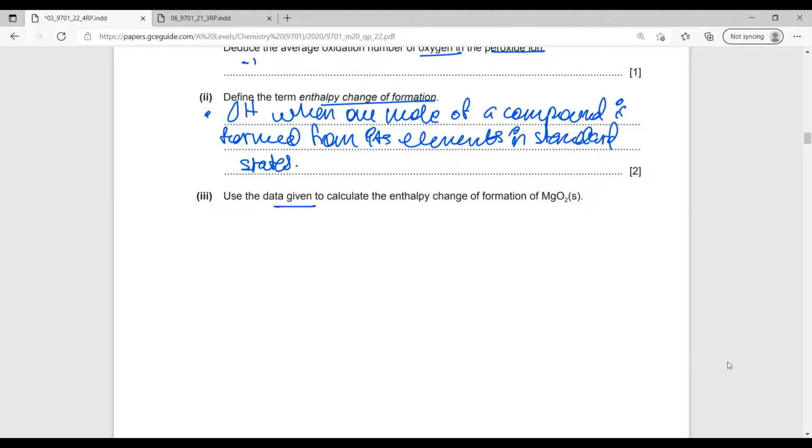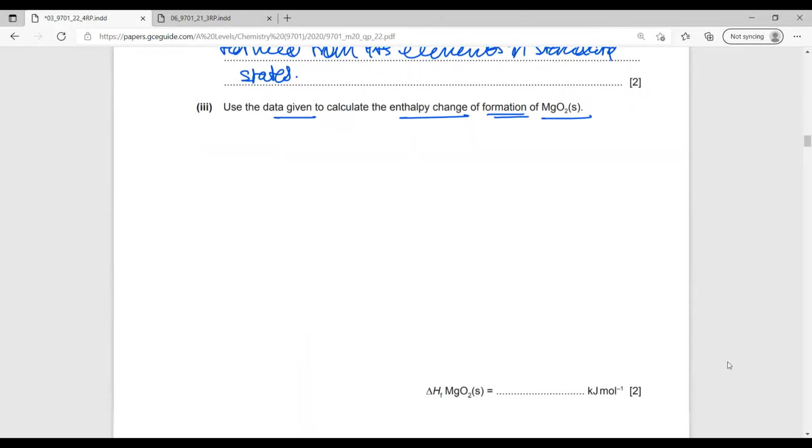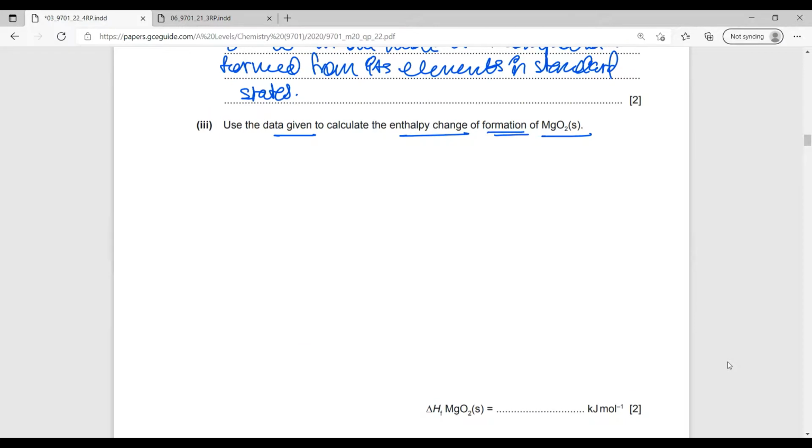Use the data given to calculate the enthalpy change of formation of MgO2. So you look back at the data and you see that they've provided you with standard enthalpy change of formation data, which is a very big giveaway of what type of cycle you must use, which is the enthalpy change of formation cycle. Now recap that the enthalpy change of formation cycle is reactants to give products, right? And from their elements.